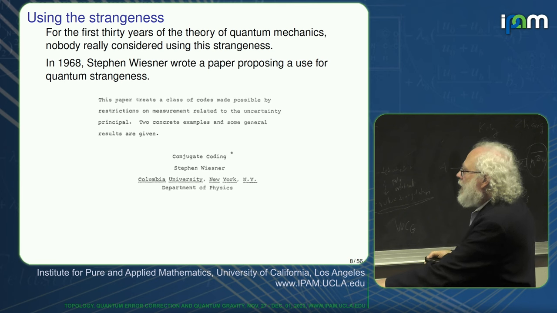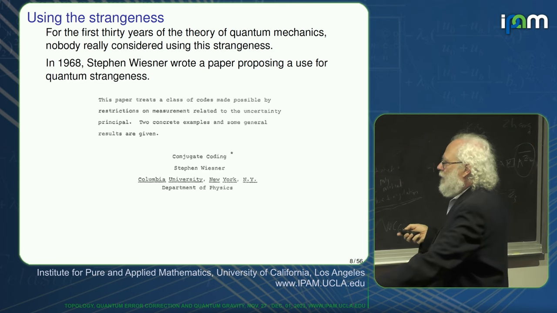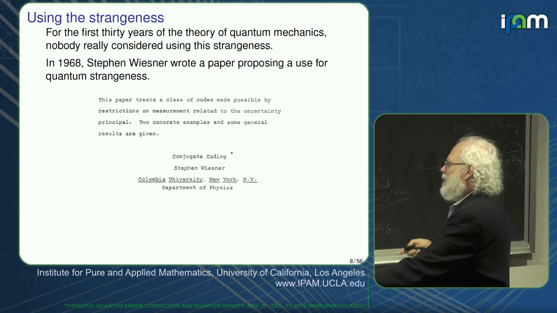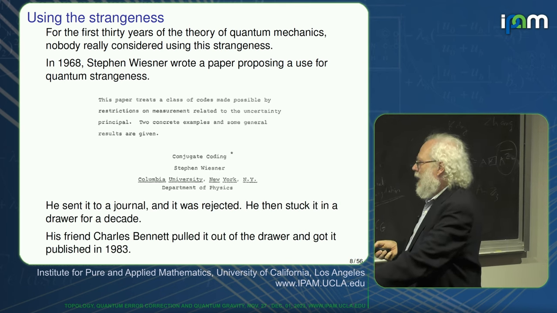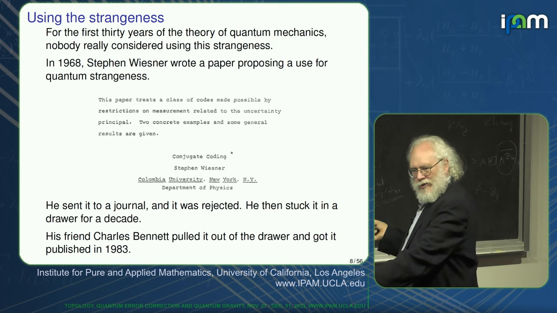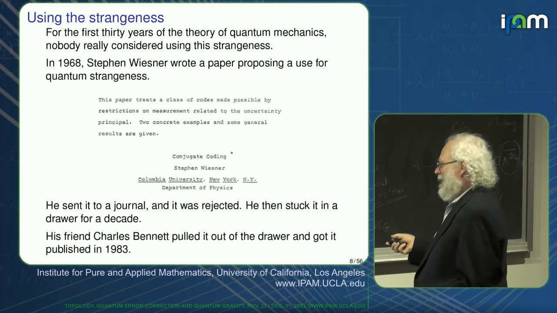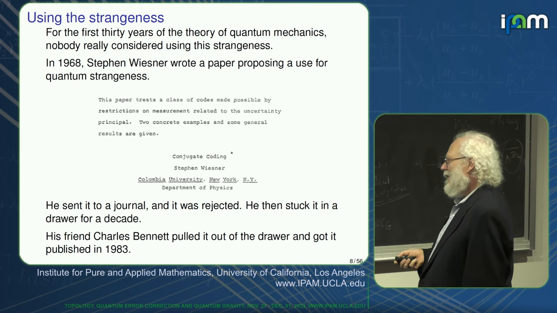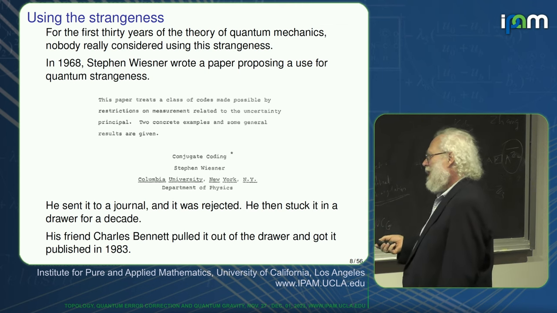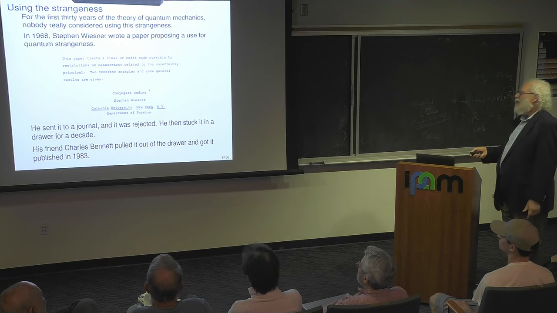It was called conjugate coding, and it had some very clever ideas. Two concrete examples and some general results are given. And so he sent it to a journal, and it was rejected. What happened next was he stuck it in a drawer for a decade and didn't do anything with it. So his friend Charlie Bennett pulled it out of the drawer and got it published in 1983.